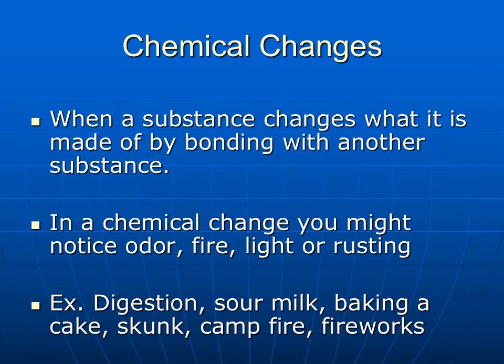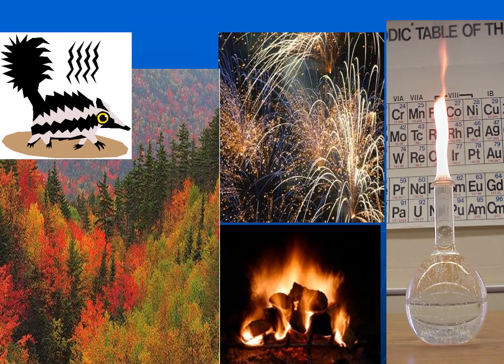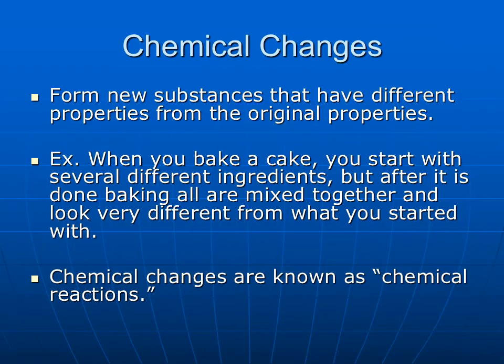Baking a cake, you cannot unbake a cake. When milk goes bad, you can't make it go back to its original state. A campfire, you cannot unburn a campfire, and fireworks, you cannot unexplode fireworks. So if you cannot reverse it back to its original state, it is most likely a chemical change. Chemical changes make new substances that have different properties from the original ones.